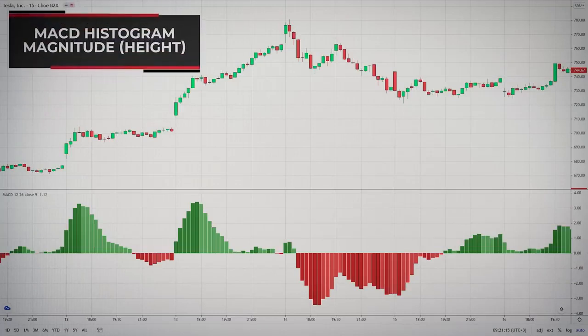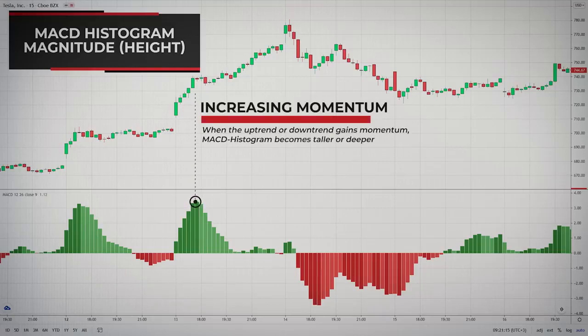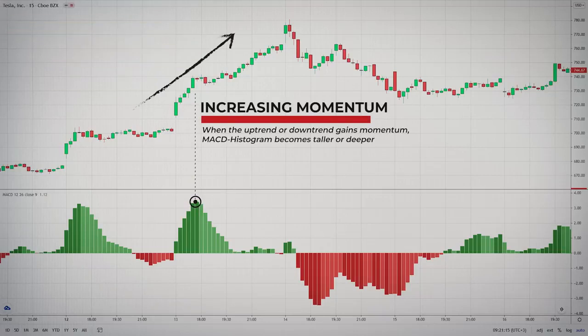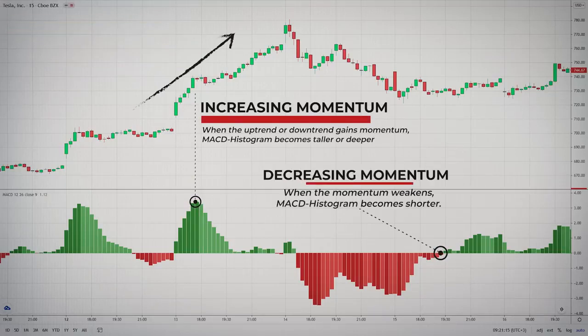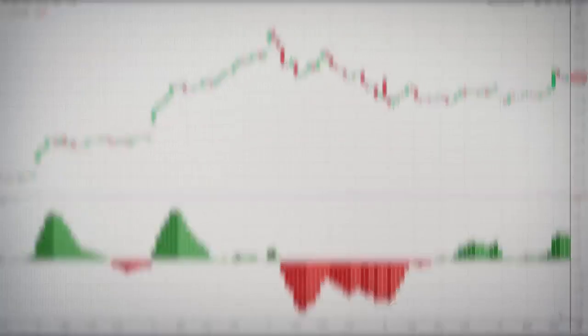The magnitude of the histogram height is directly proportional to the spread between the MACD and the signal line. When the uptrend or the downtrend gains momentum, the MACD histogram becomes taller or deeper depending on its direction. When the momentum weakens, the MACD histogram becomes shorter. Pay attention to this part because we will use the increase or decrease in the MACD histogram to filter our signals. You will get maximum benefit when you are able to identify the real value of the histogram.